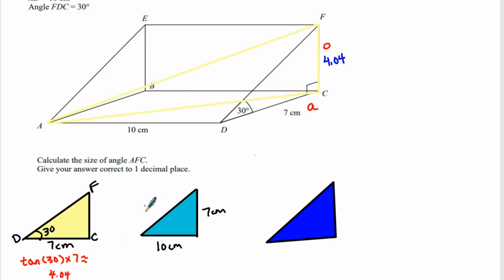Now we will find the diagonal AC. We will use Pythagoras because we have 2 sides, and we are looking for the hypotenuse. The diagonal of the base rectangle is about 12.02.